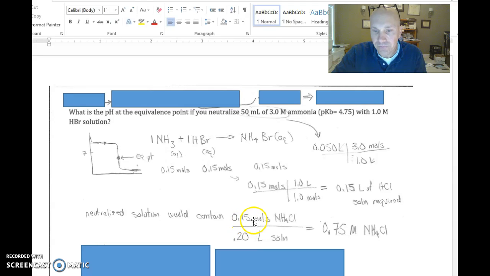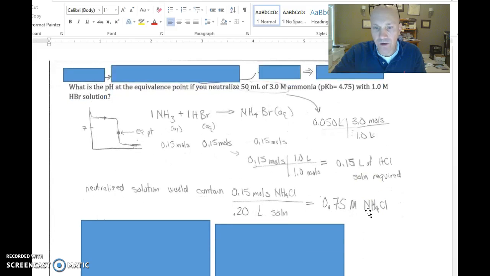So you're going to have that much of your ammonium bromide, and we're going to have that in 200 milliliters of solution, which is the same as 0.20 liters. All right. So where does that come from? Well, it came from the fact that we had 50 milliliters of the starting base solution, and we added 150 milliliters of the acid solution. Again, this should be HBr, not HCl. So those two add up to 200 milliliters, and we could calculate that the molarity would be 0.75 molar of ammonium bromide.